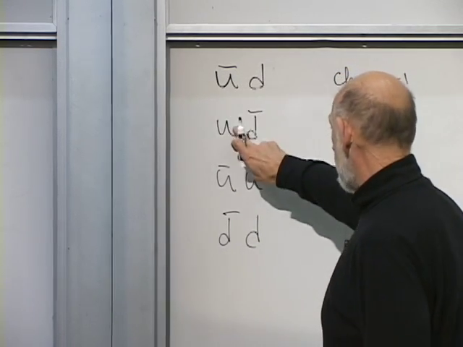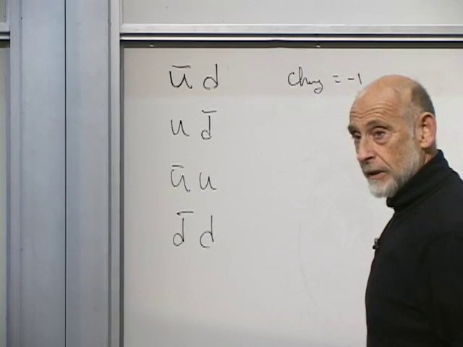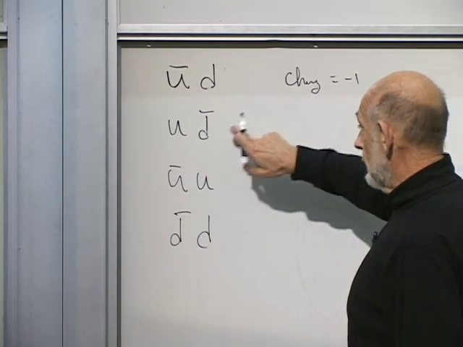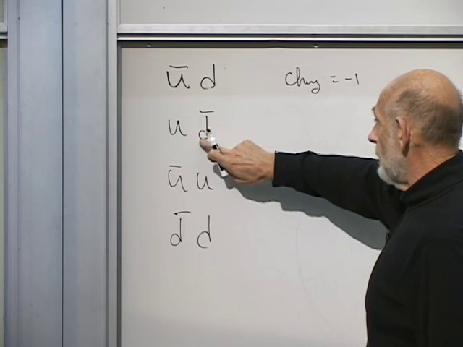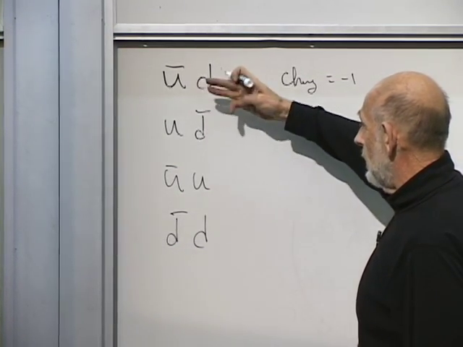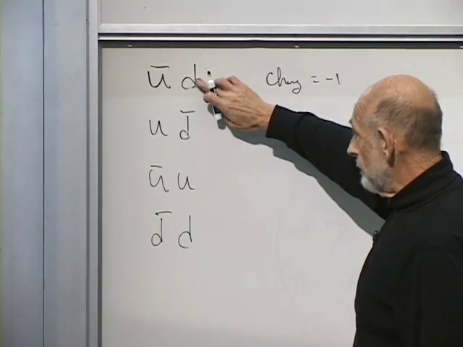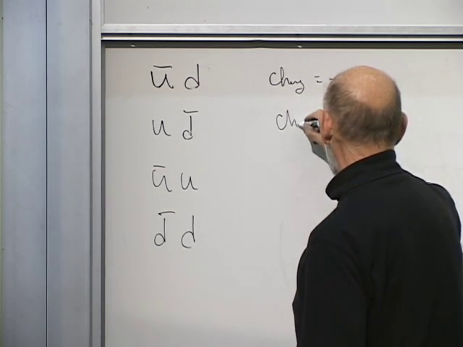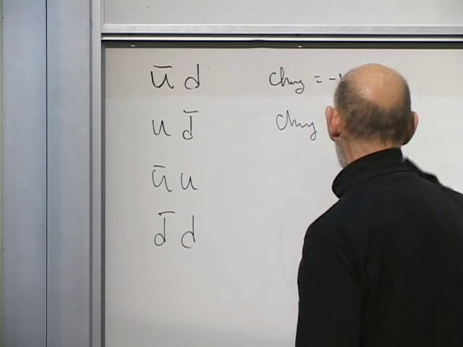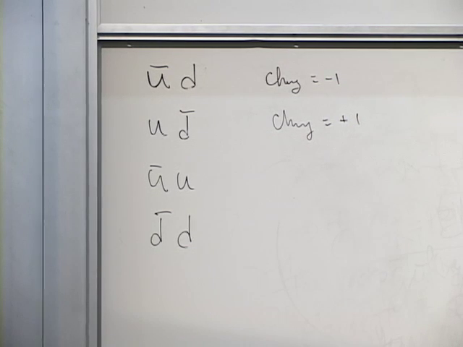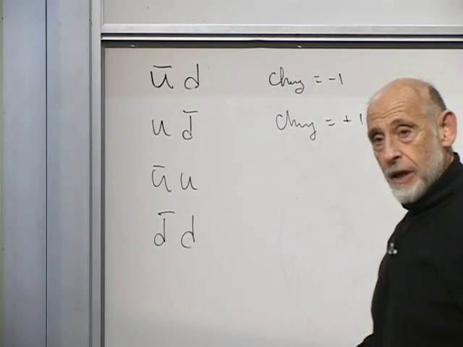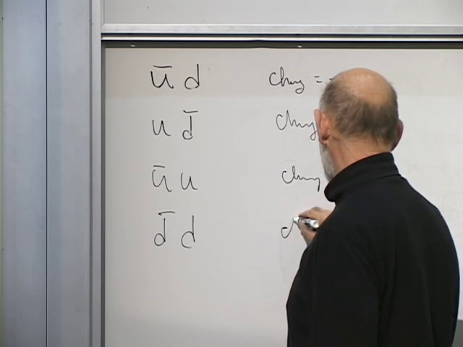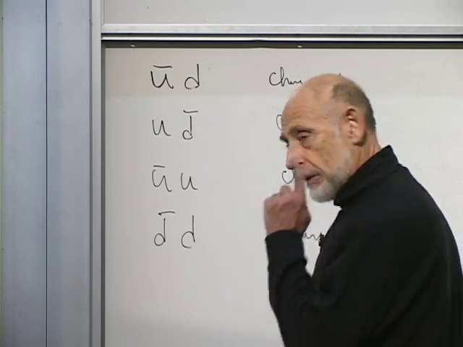What about this one? This is the antiparticle of this. Those are going to be 0. This one's not. This one is just the antiparticle of this. Oh, yes, right. These two are antiparticles of each other because they are related by changing particles into antiparticles. Down bar into down, up bar into up, and this has charge +1. So these are antiparticles of each other. Up bar up, that's electrically neutral, obviously, and charge equals 0.